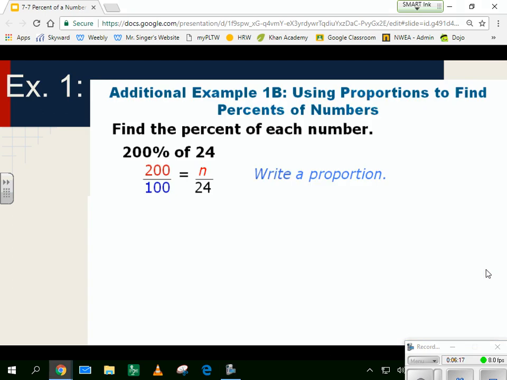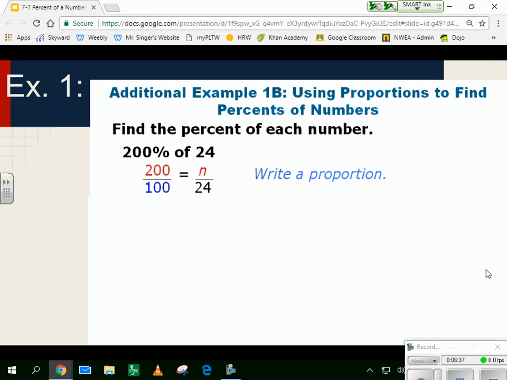So we have to find the percent of each number. So you can see here that we have 200% of 24. Now remember, if we have a number larger than 100, that means our answer has to be greater than whatever we're looking at. So 200% has to be larger than 24. So whatever we get is going to be a larger number than 24. That's just a hint to you.